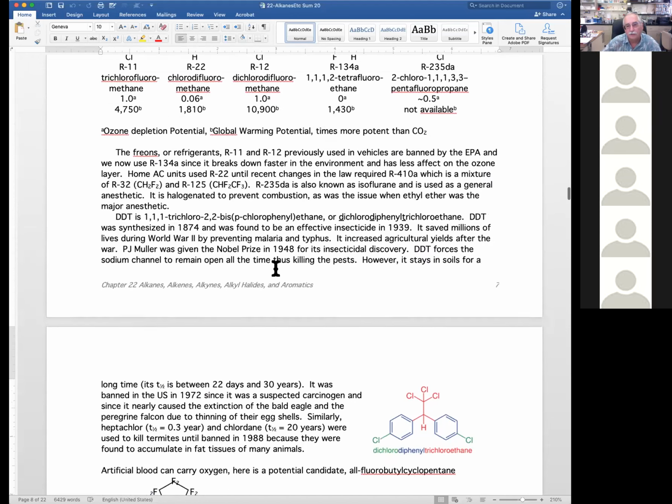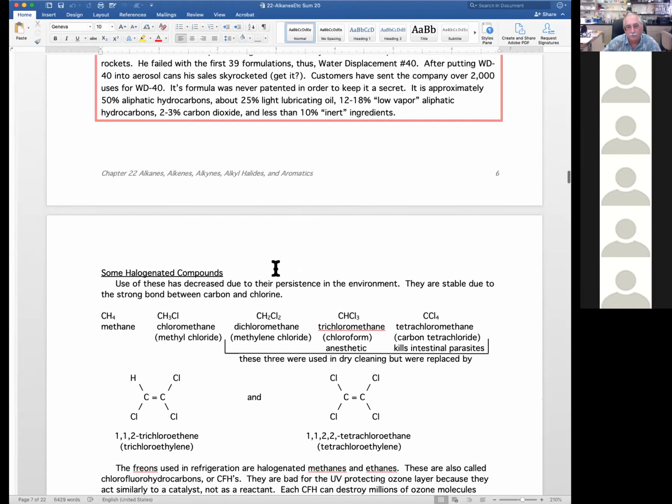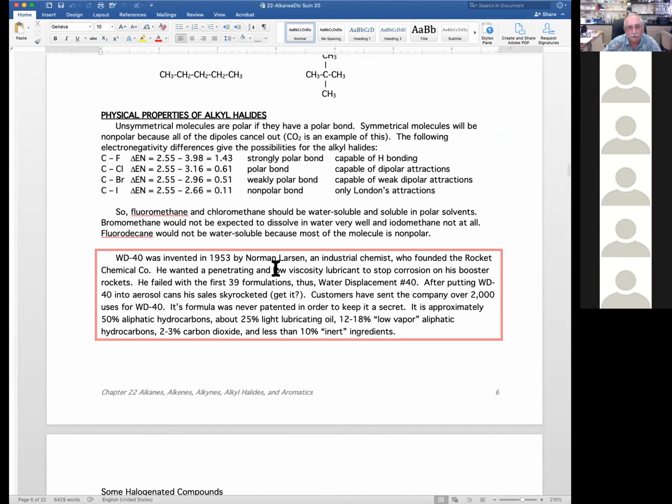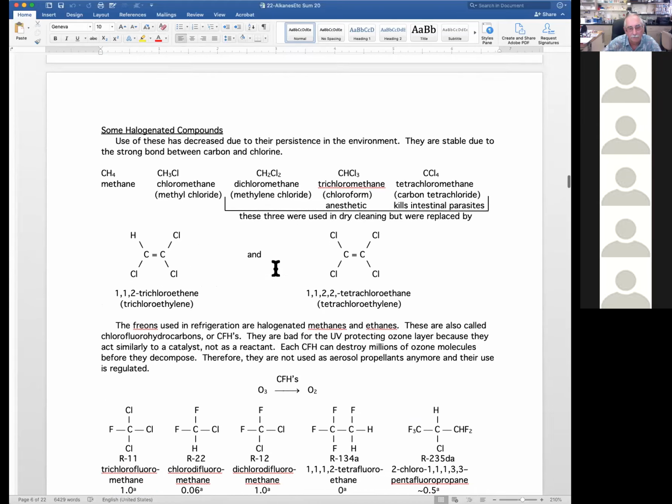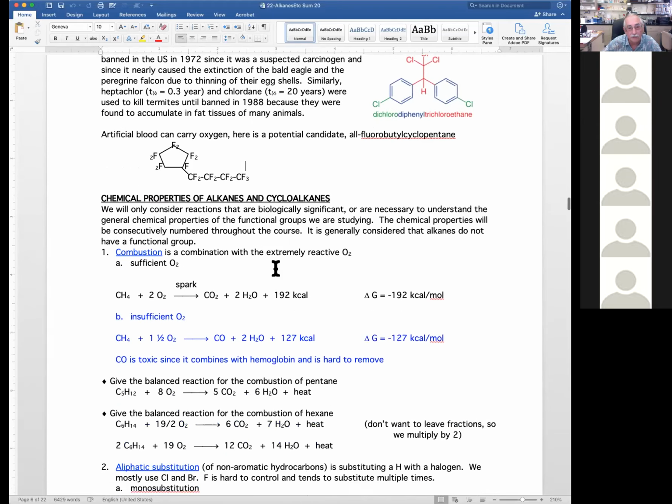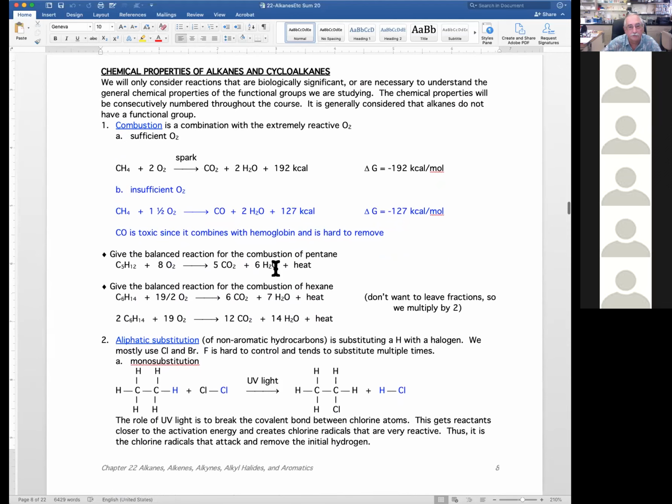So anyway, that was naming and physical properties and an introduction to some of the molecules. And so now we're going to look at the chemical properties. Like I said, we're going to give consecutive numbers to all of them. So the first one is combustion. And I gave two examples. One is with sufficient oxygen and one was with insufficient oxygen.